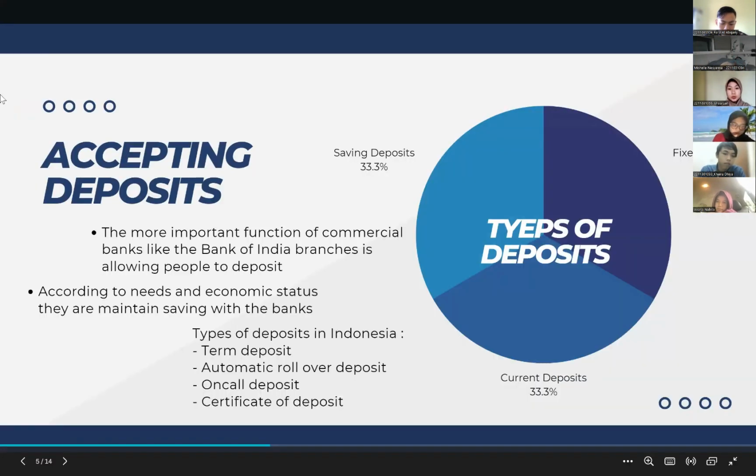Now we are going to talk about types of deposit. The first and more important function of commercial banks, like the Bank of India branches, is allowing people to deposit. According to needs and economic status, they are maintaining savings with the banks. Types of deposit in Indonesia: there are term deposits, automatic rollover deposits, on-call deposits, and certificates of deposit.